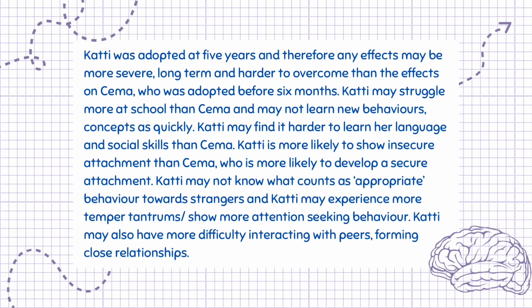Kati may struggle more at school than Sema and may not learn new behaviors and concepts as quickly. Kati may find it harder to learn her language and social skills than Sema. Kati is more likely to show insecure attachment than Sema, who is more likely to develop a secure attachment. Kati may not know what counts as appropriate behavior towards strangers, and Kati may experience more temper tantrums and show more attention-seeking behavior. Kati may also have more difficulty interacting with peers and forming close relationships.